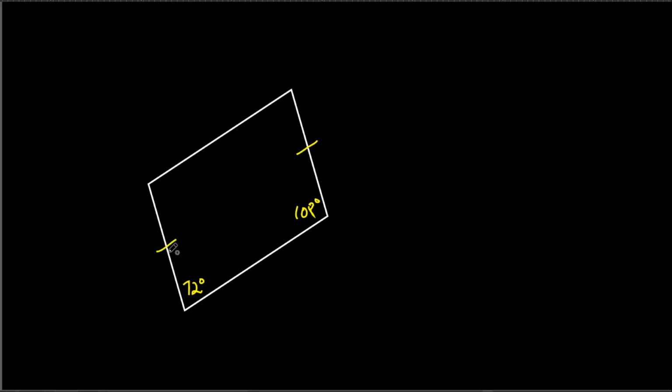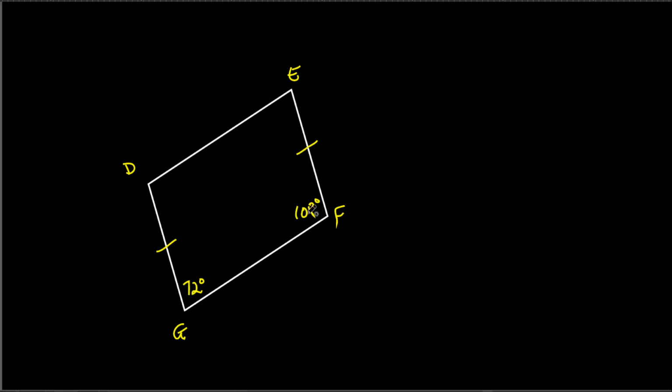Well, we do know we have two opposite sides are equal to each other, so that's good. What about the 72 and 108? Why in the world did I give you those numbers? They add up to 180, so that means that, let's put some letters in here. This is D, E, F, and G. All right? So tell me something.